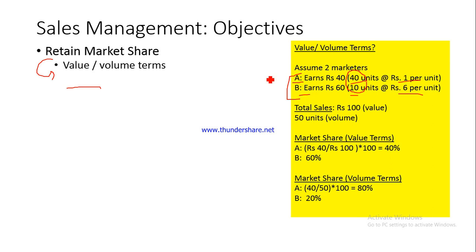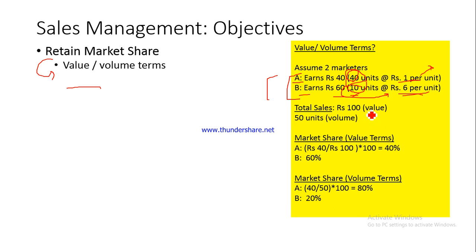So you can see here that though A is selling more units than B, A is selling 40 units while B is selling just 10 units, B is selling its product at a higher price. B is selling it at rupees 6 per unit while A is selling at rupees 1 per unit, which seems pretty much normal, because naturally if you decrease your price, your demand is going to increase. So maybe A is a low cost provider while B is a seller of premium products, right? Now let us understand what we mean by volume terms.